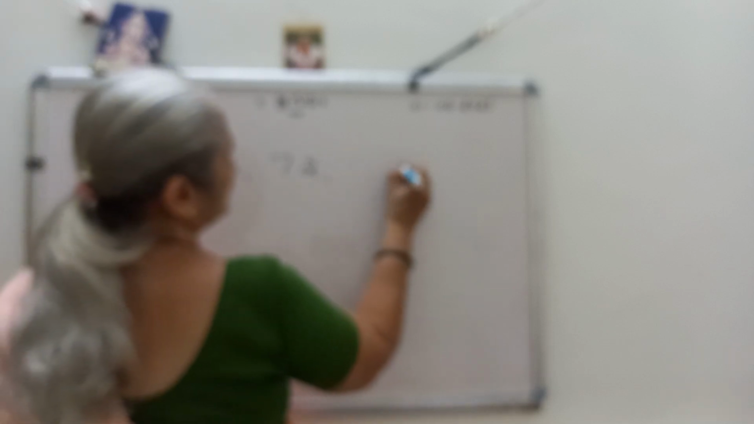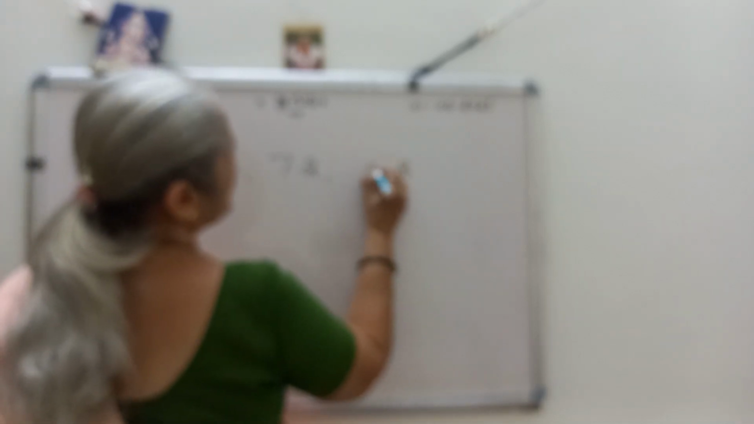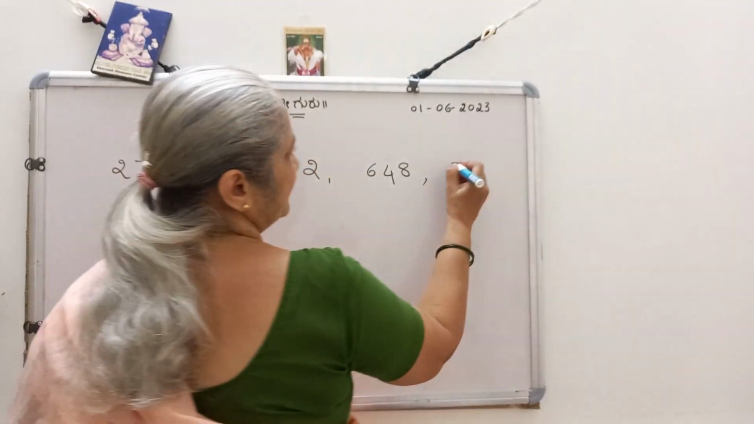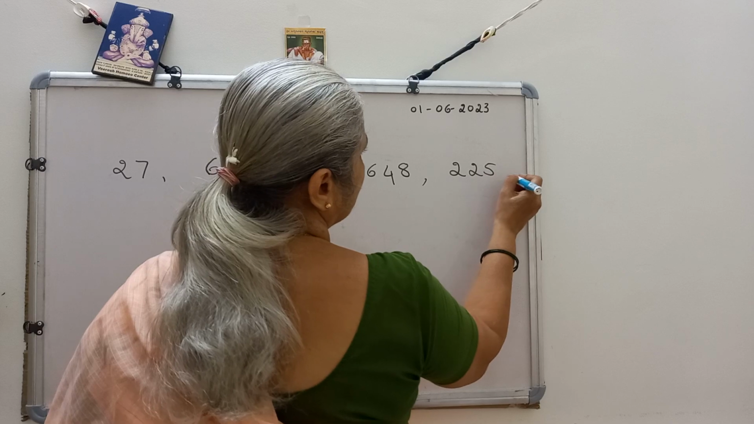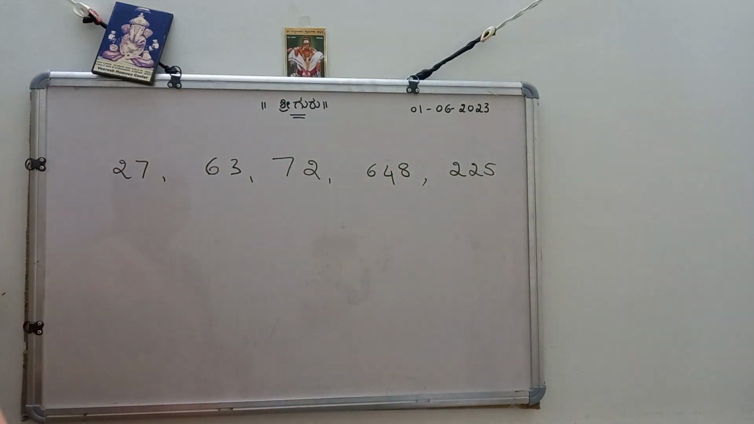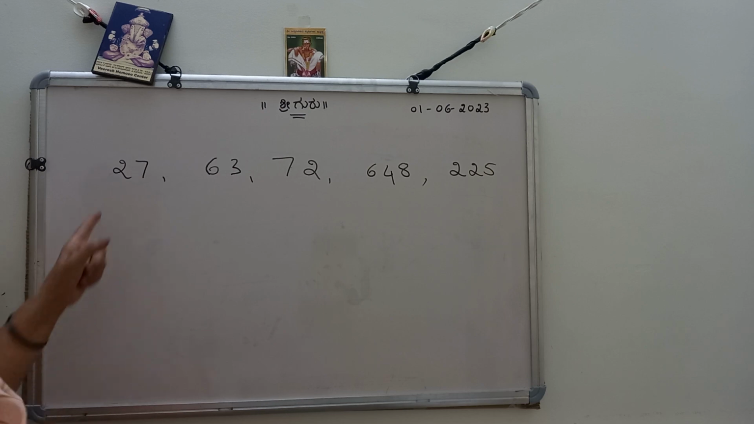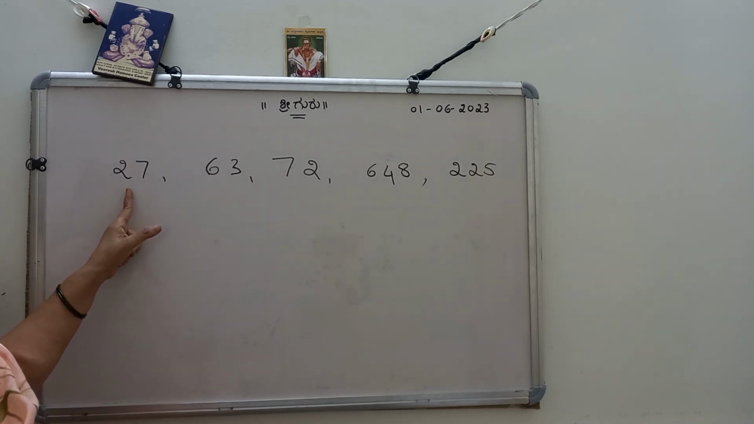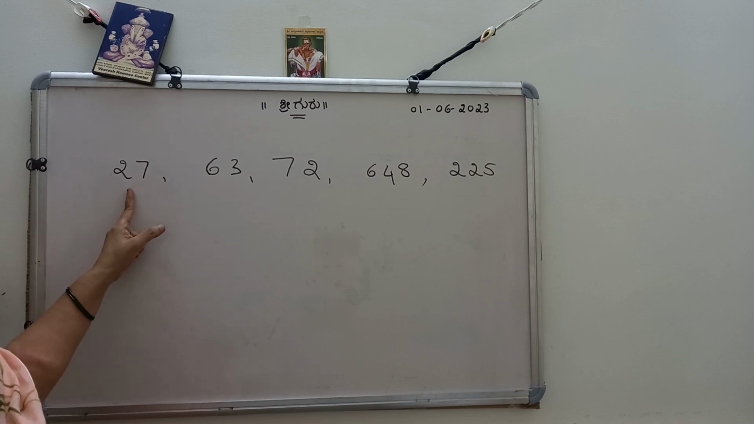Consider 27, 63, 72, 648 and 225. If the sum of the digits in the numbers is divisible by 9, then the number is divisible by 9.